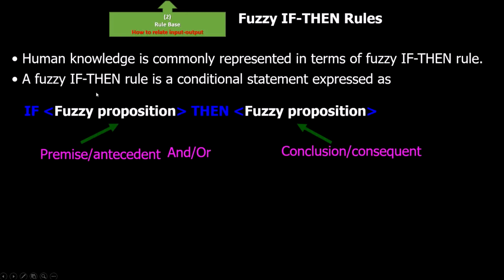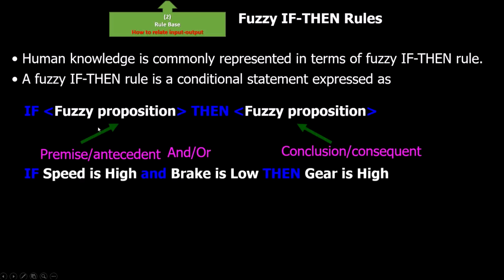So this is the premise, in which you relate every input in your system, and this is the conclusion, in layman's terms. The premise is the combination of every input. The consequent is the part of the output based on the given input, and how you are able to relate them.